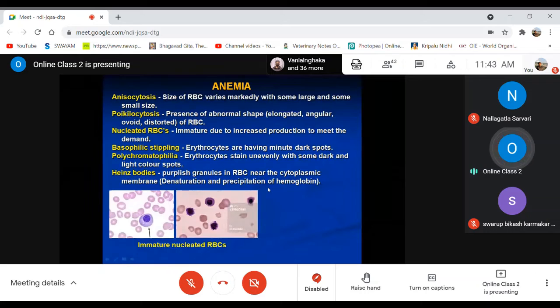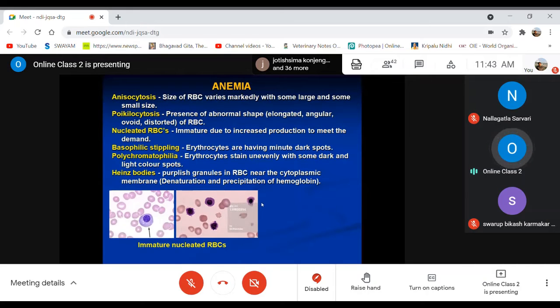So the first one is anisocytosis. That means the size of the RBCs is variable, meaning different sizes. Some are large, some are small, some are medium. There may be variation in the sizes of the RBCs. That condition is known as anisocytosis.